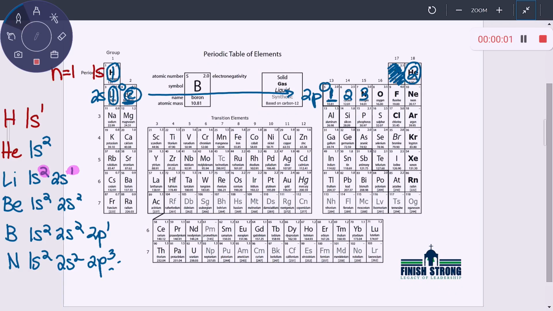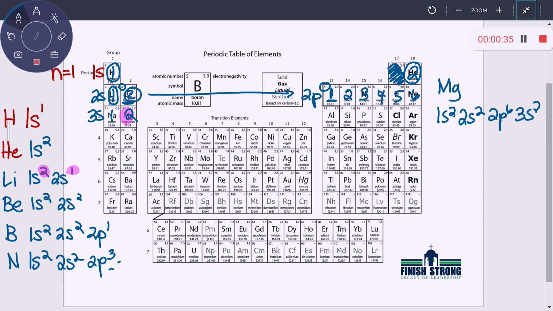Okay, let's take a look at magnesium. Magnesium is right here. Walk me through writing the electron configuration for magnesium. What would it be? 1s2, 2s2, 2p6 (2p: 1, 2, 3, 4, 5, 6), 3s2. Yeah, 3s2 because we have 1, 2. Is this making sense? Okay.